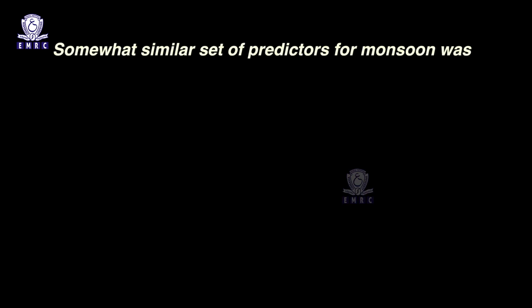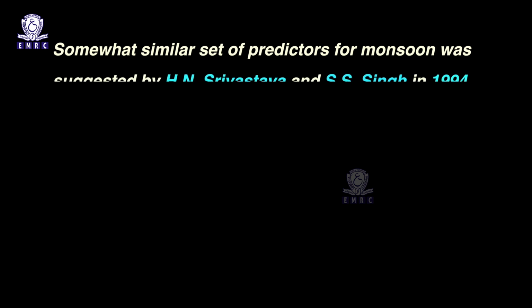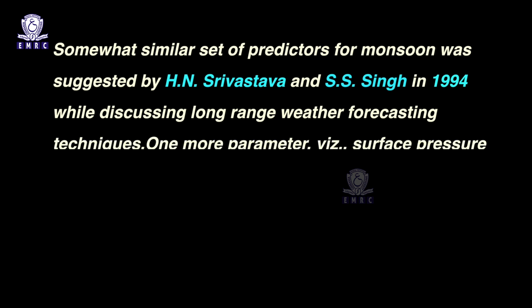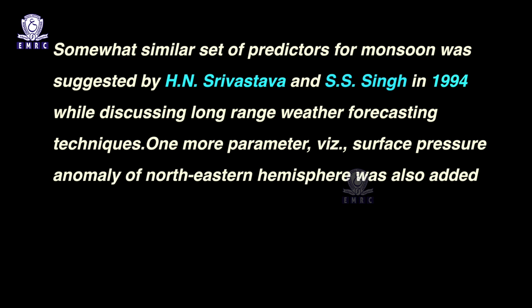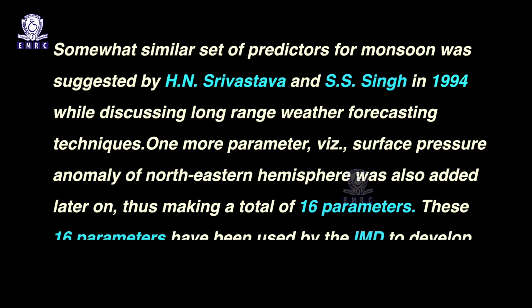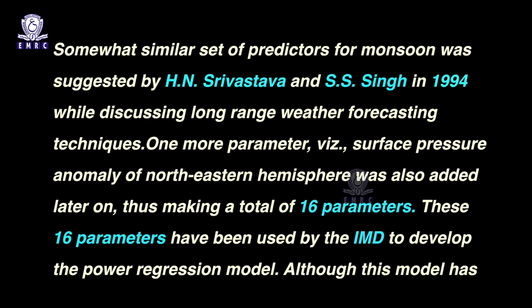Somewhat similar set of predictors for monsoon was suggested by H.N. Srivastava and S.S. Singh in 1994 while discussing long-range weather forecasting techniques. One more parameter, the surface pressure anomaly of the northeastern hemisphere, was also added later on, thus making a total of 16 parameters. These 16 parameters have been used by the IMD to develop the power regression model.